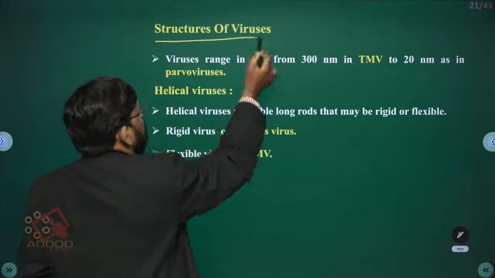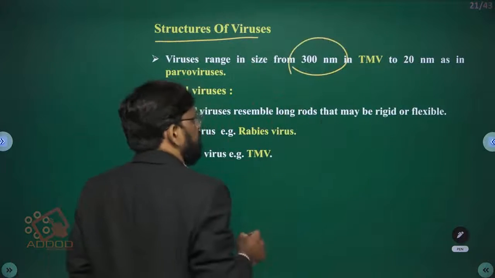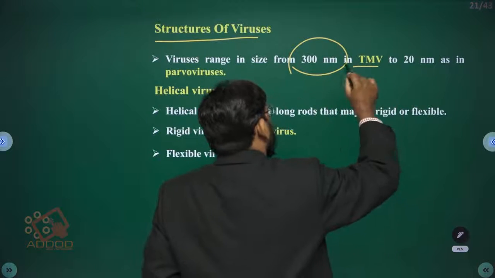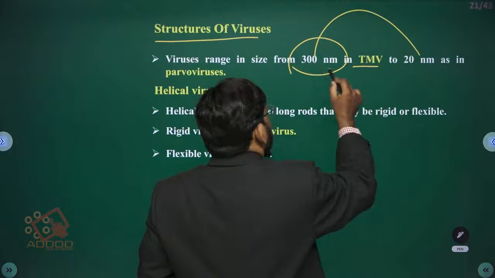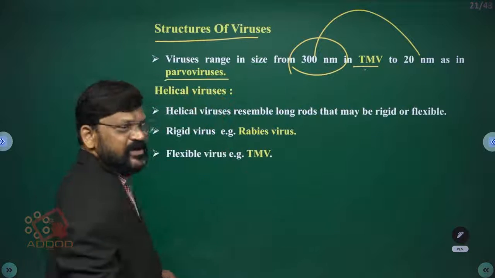Now come to the structure of virus. Virus size generally ranges from 300 nanometers, the best example being tobacco mosaic virus, down to 20 nanometers. For 300 nanometers the best example is tobacco mosaic virus. For 20 nanometers the best example will be parvovirus.